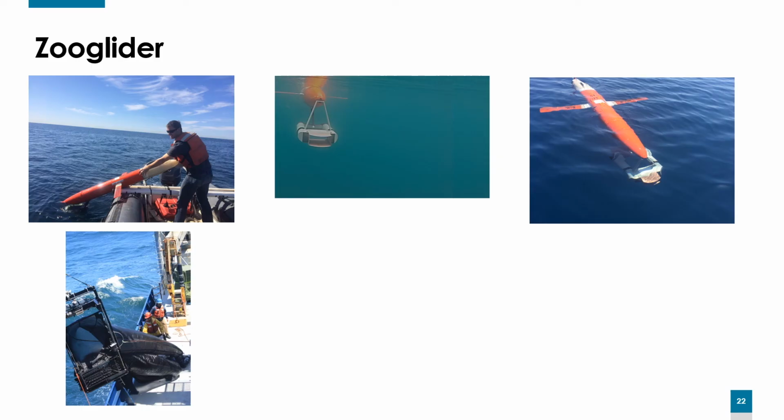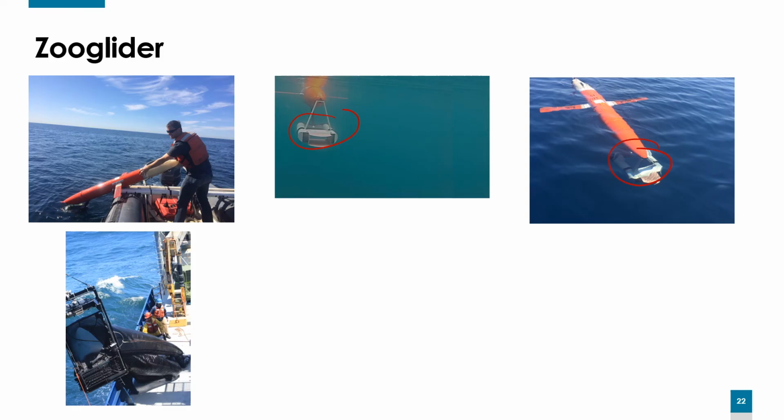Here we have two different images of the Zooglider in action. As you can see, the ZooCam is attached at the bottom, or at the end of the Zooglider. The submersible goes on deployments between 14 and 30 days. The metadata collected from the Zooglider include depth and time, which allows Ben to tell more accurately how far apart the zooplankton are.